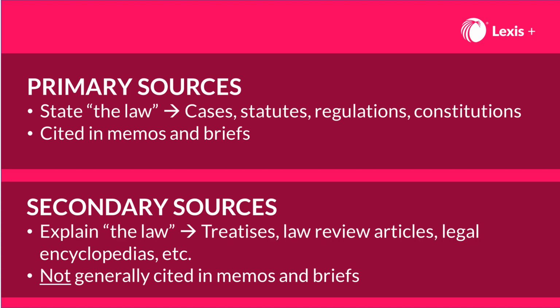However, starting your research by reading a case or a statute can give you a very narrow view of the issues and may cause you to miss a potential nuance or relevant consideration. Secondary sources, on the other hand, explain the law. They are things like treatises, law review articles, and legal encyclopedias. Although you generally will not cite secondary sources in a memo or brief, they can provide a helpful breakdown of the law and point you directly to the primary sources that you will cite, while also explaining how the primary sources fit into the larger picture. So, how do we search for relevant secondary sources? Let's dive in.